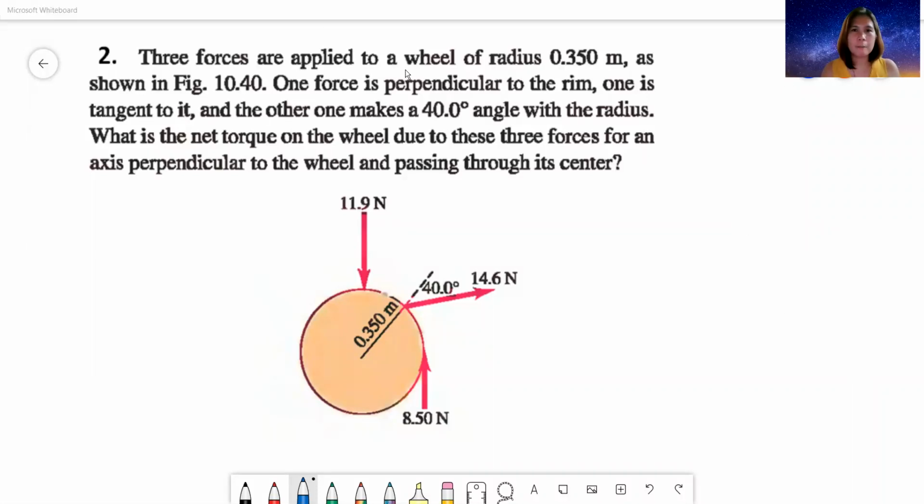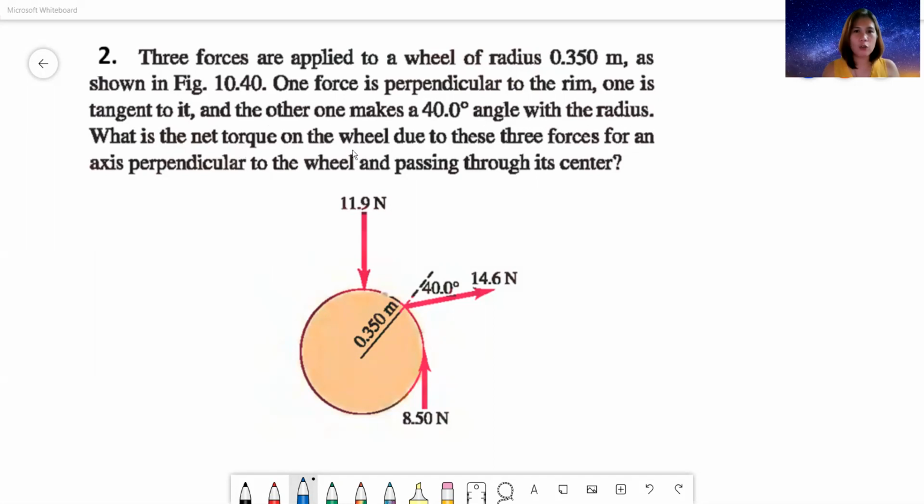Three forces are applied to a wheel of radius 0.350 meter as shown in the figure below. One force is perpendicular to the rim, so that would be the 11.19 Newton. One is tangent to it. So take a look at the three forces which is tangential to the rim. I hope you agree that it's the 8.50 Newton force that is tangential to the rim of the wheel. And obviously, the other one makes a 40-degree angle with the radius.